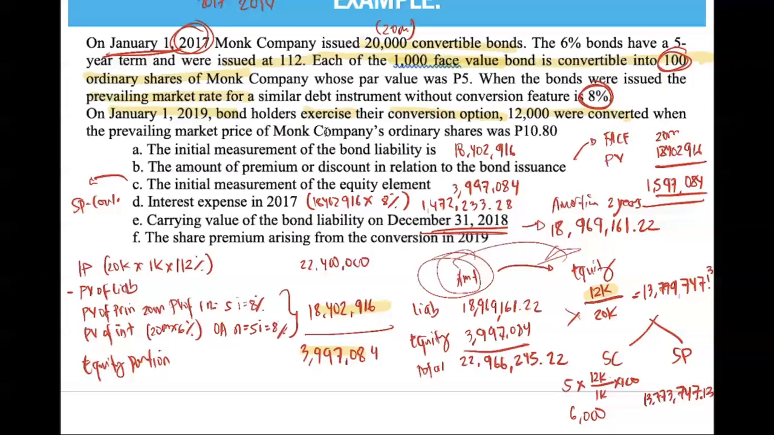Okay. So again, in your conversion, you transfer the amount to the equity. And here, it is not the whole bonds that is converted, only 12,000. So if it is 12,000, you prorate. And then after you prorate, getting the value, you now allocate it to your share capital and your share premium. Share capital should always be at par. Our par value is 5 pesos, our share is 100, and whatever is left is your share premium.